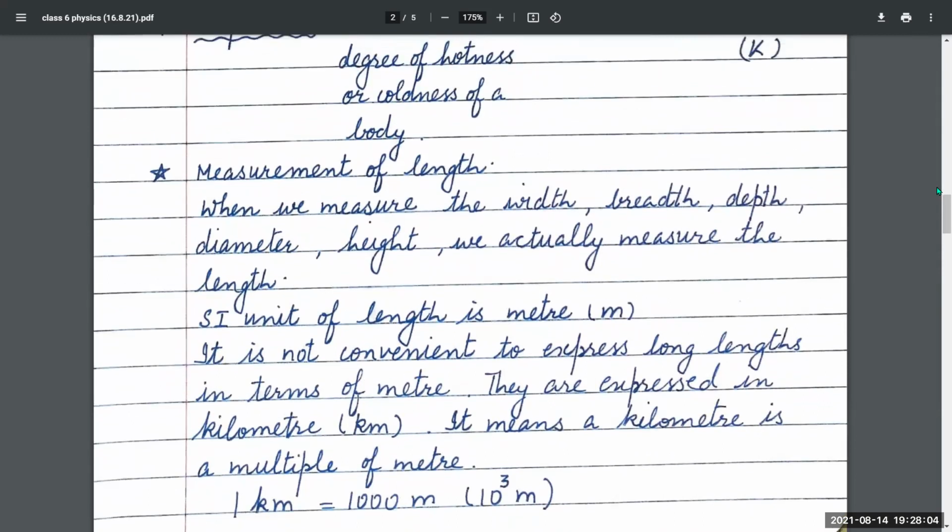Now let us discuss the measurement of length in detail. When we measure the width, breadth, depth, diameter, or height, we actually measure the length. And as I said, SI unit of length is meter. But it is not convenient to express long lengths in terms of meter. They are expressed in kilometer. It means kilometer is a multiple of meter, and 1 kilometer is equal to 1000 meter.